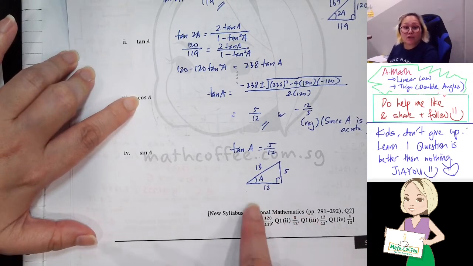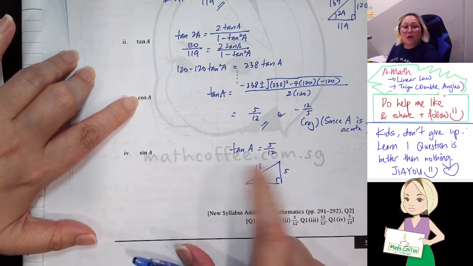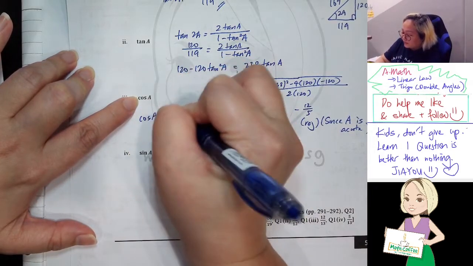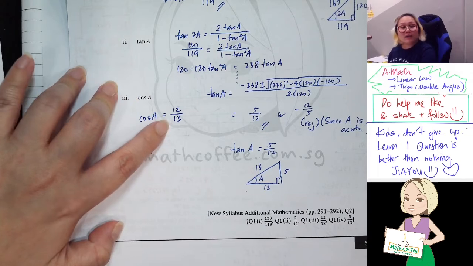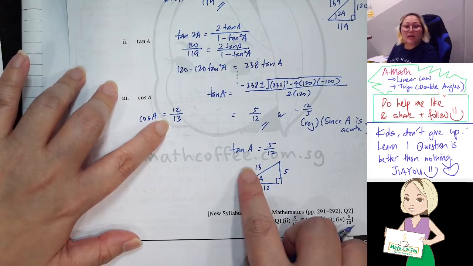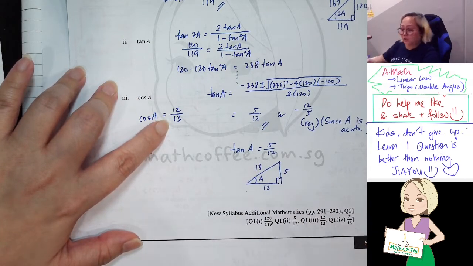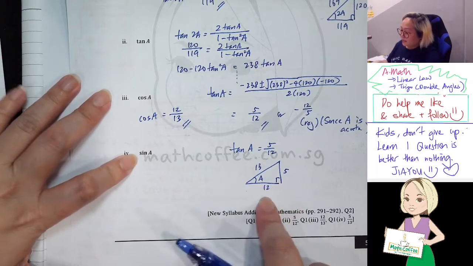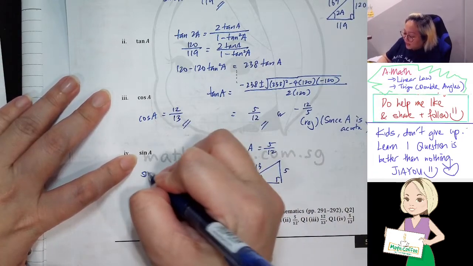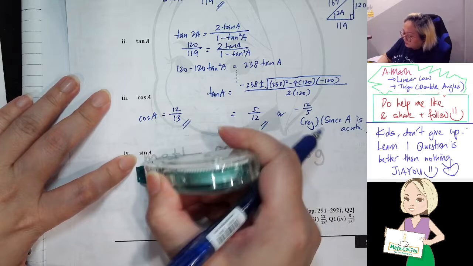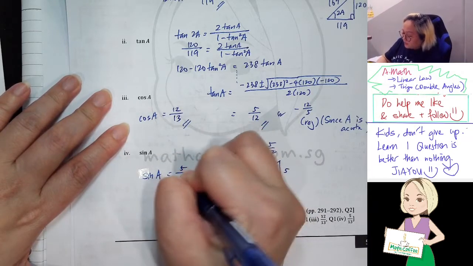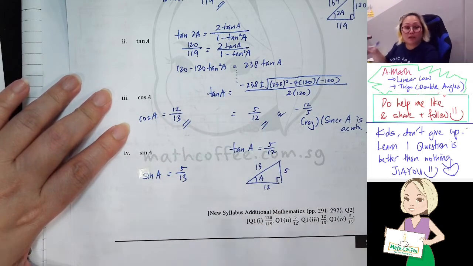Cosine A is just referring to this triangle. Adjacent over hypotenuse, so it's 12 over 13. So cosine A is just 12 over 13. And do I have to put negative? No need, because our A is in the first quadrant, everything is positive. So this is done. Sine A referring to the same triangle, 5 over 13. So sine A is just 5 over 13. Again, no need to put the negative because it's in the first quadrant.